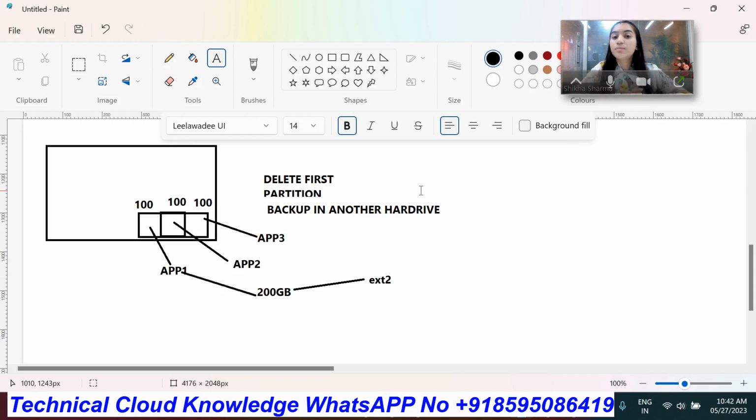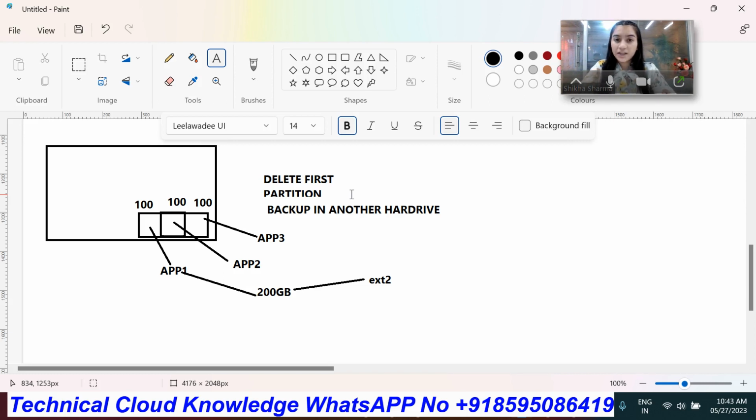Similarly, if application 2 also wants more space, we will do the same thing. First we will delete its partition and take the backup, then we will provide another partition to application 2, about 200 GB along with the ext2 file system, attach it to application 2 and restore the backup. The same goes for the third application. So that's how, in the physical way, we do the partitioning and provide more space or extend according to their needs.